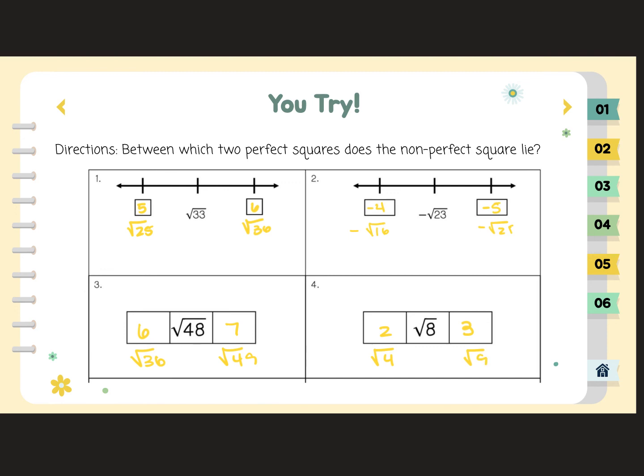All right. Now it is time for you to summarize what you've learned from this lesson. You'll complete the exit ticket, and then you will complete some practice problems on your own. But before that, you're going to summarize what you've learned from today's lesson.